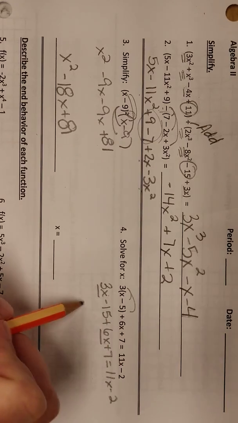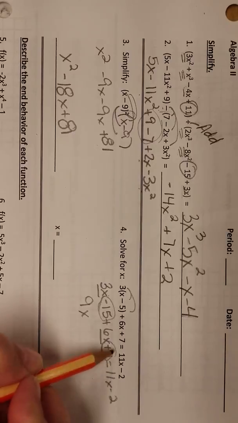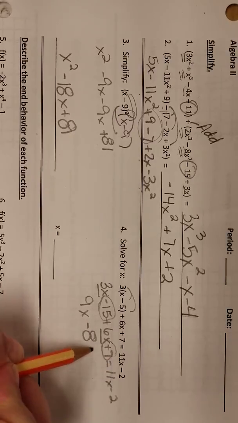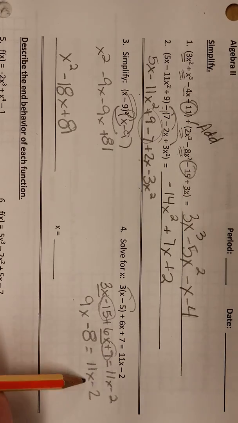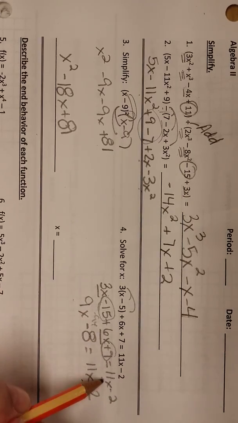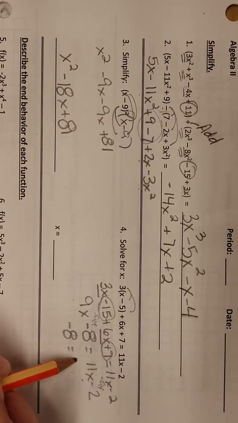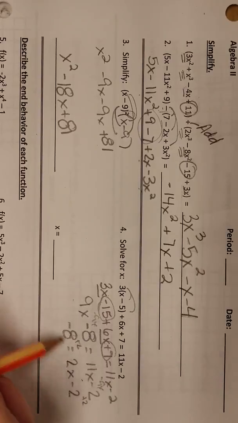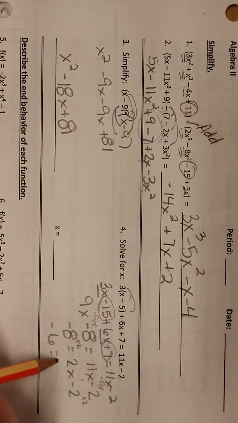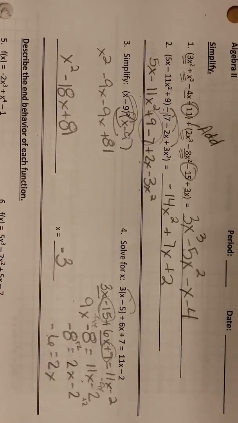Combine like terms for a 9x. Negative 15 plus 7 gives you a negative 8 equals 11x minus 2. I'm going to subtract 9x from both sides, giving me a negative 8 is equal to 2x minus 2. Then I'm going to add 2 to both sides for a negative 6 equals 2x. Divide both sides by 2 and x is equal to a negative 3.